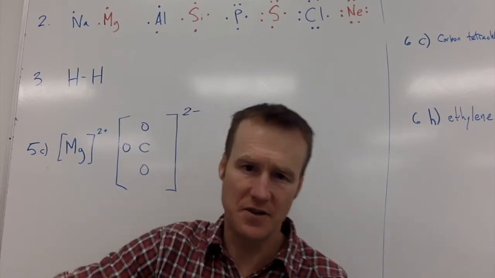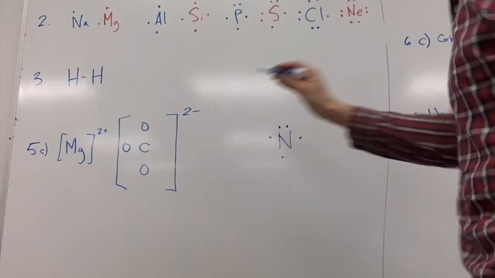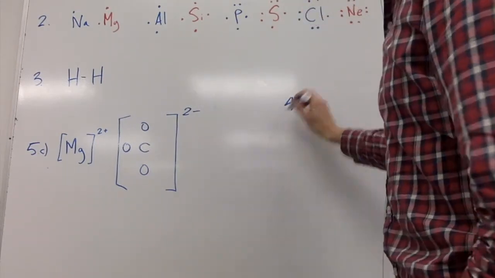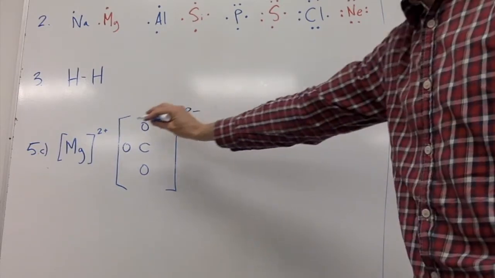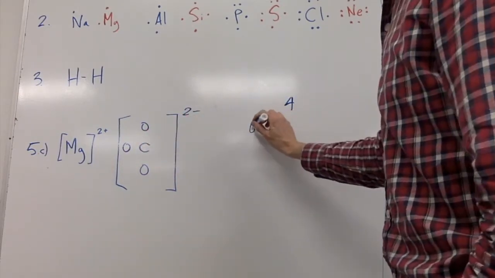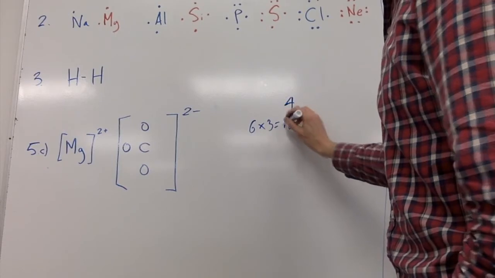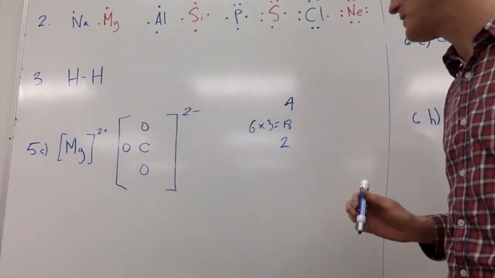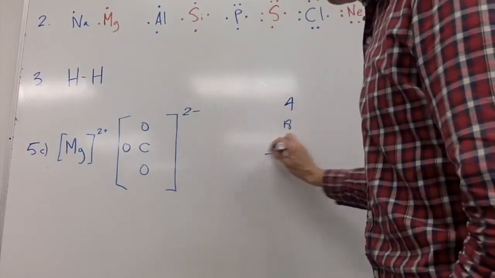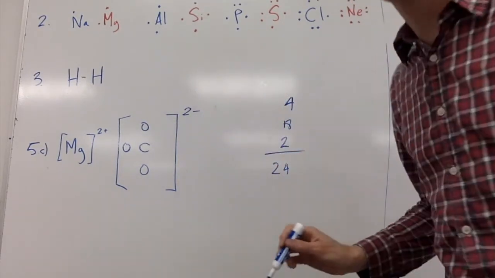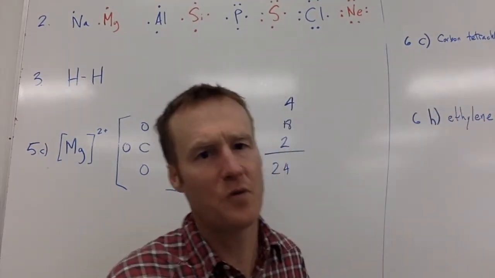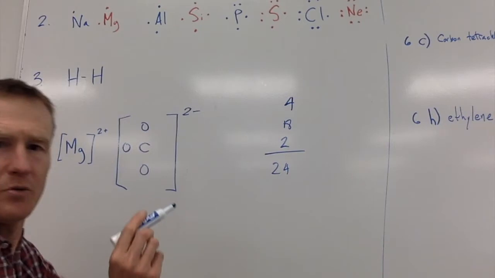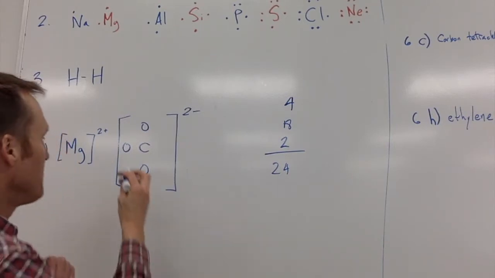Let's count our electrons first. In this polyatomic ion, carbon has 4. The oxygens have 6 each, times 3. 6 times 3 equals 18. And we have a 2 minus charge, so there are 2 extra electrons we have to play with. 4, 18, and 2 is 24. We have a total of 24 electrons that we can work with for this polyatomic ion.